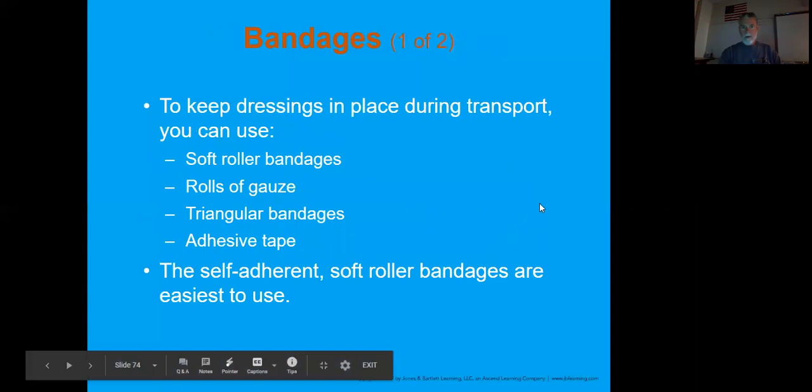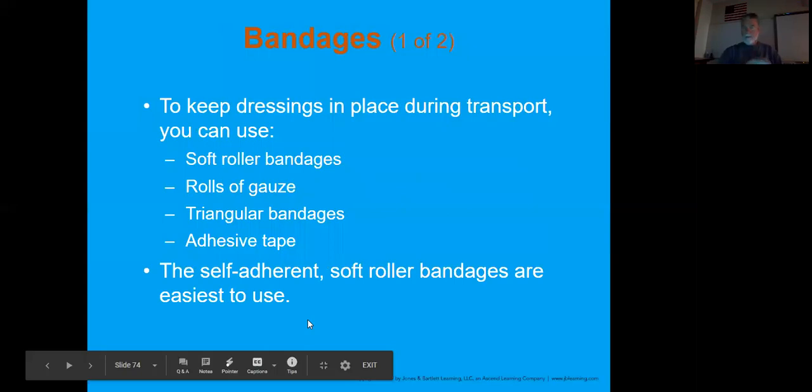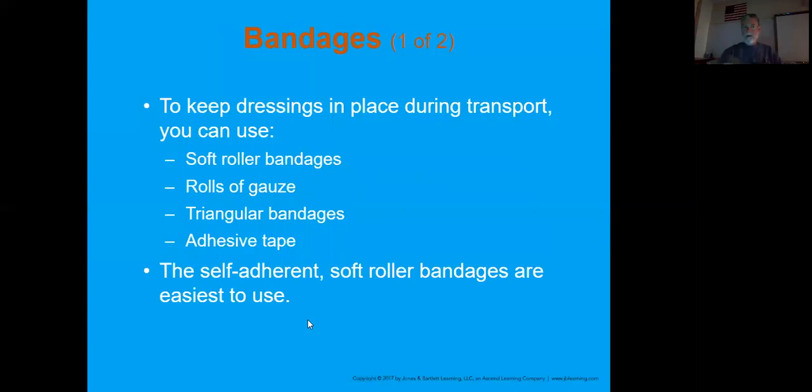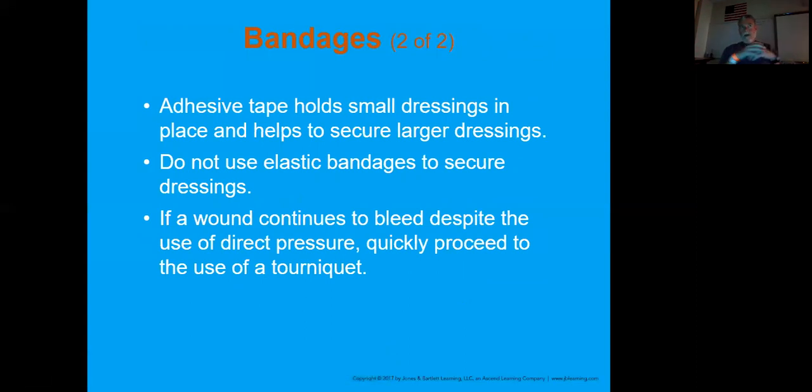More bandaging: keep your dressings in place during transport. Yes, if someone continues to bleed through those bandages, then make sure you put more on. Don't take one off, which will interrupt that clotting factor. So again, we can just put more bandages on. Adhesive tape holds small dressings in place. So this is just your little paper tape that you have, but don't use Coban or an ACE bandage to secure those dressings, right? That just doesn't have that room for expansion, and we can make that too tight.